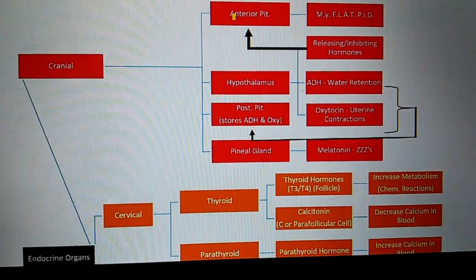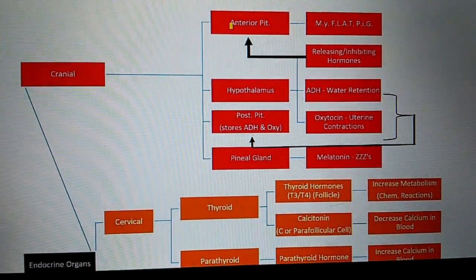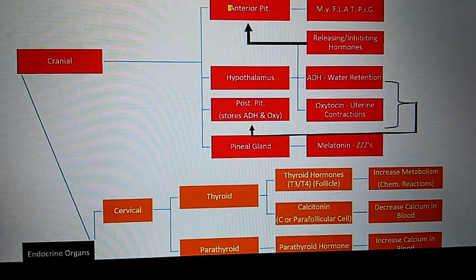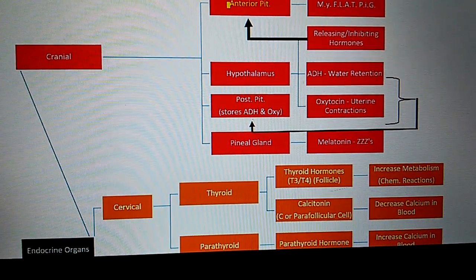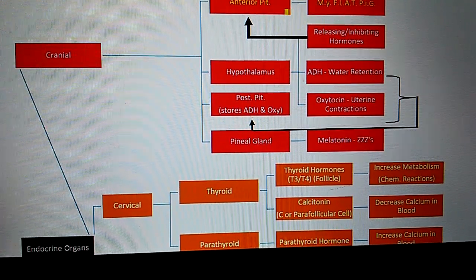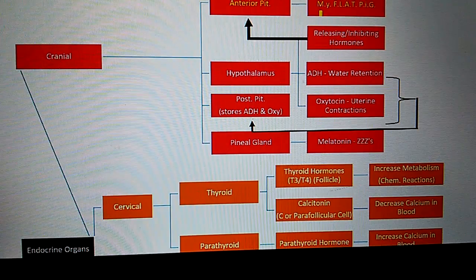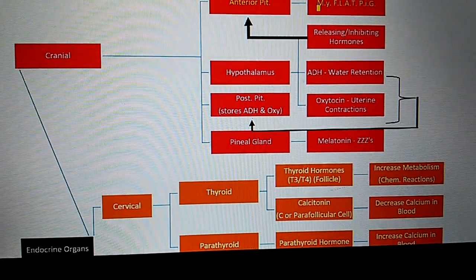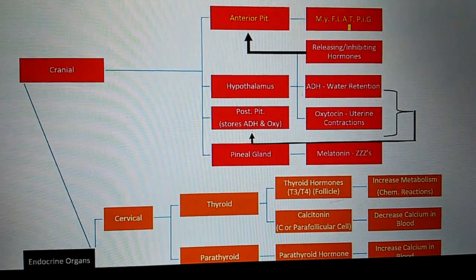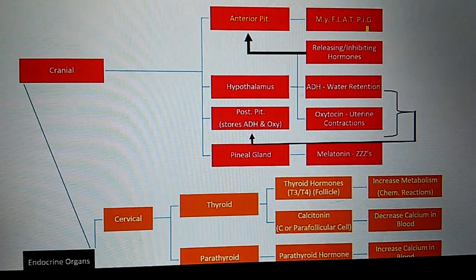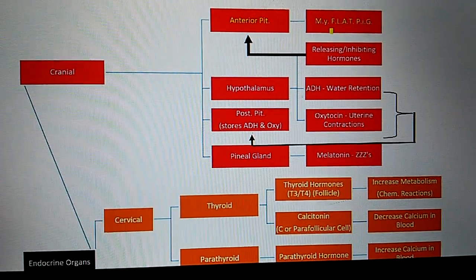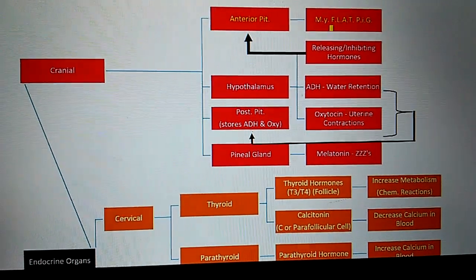But what I do care about is what hormones are produced by what gland. So, for example, you may see a question on the test that says something like, which of the following is not a hormone produced by the anterior pituitary? So here's the anterior pituitary, and these are hormones produced by the anterior pituitary. Remember, the hormones produced by the anterior pituitary are my flat pig. M stands for MSH, F stands for FSH, LH, ACTH, TSH, prolactin, and growth hormone. So I could put those as answer choices and say, again, which of the following is not a hormone produced by the anterior pituitary?